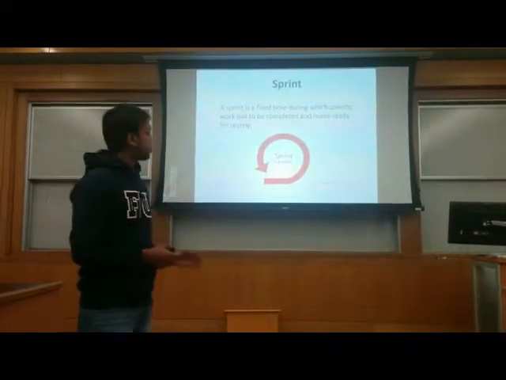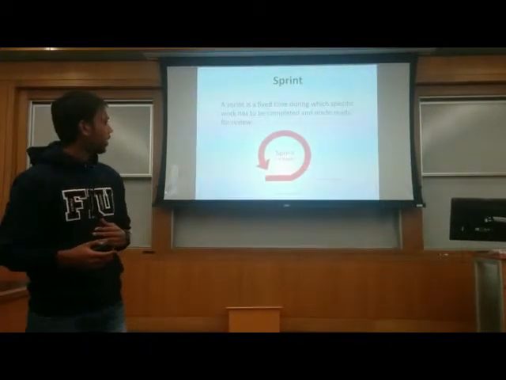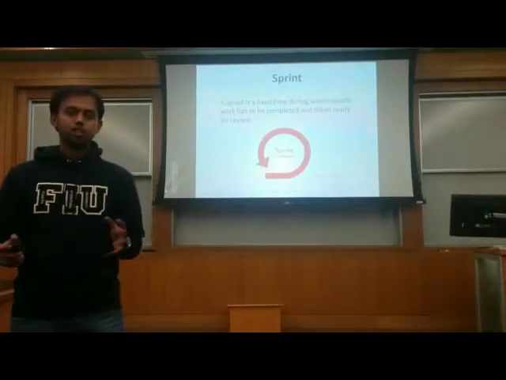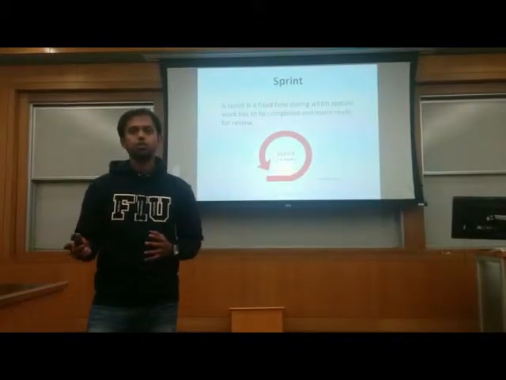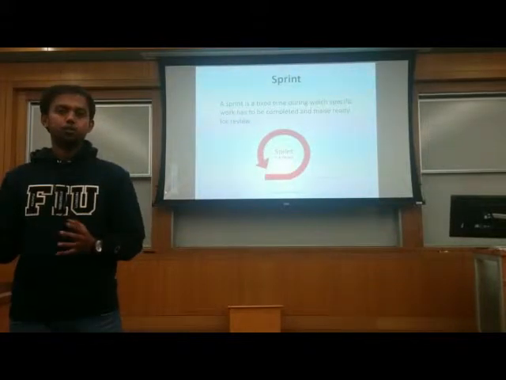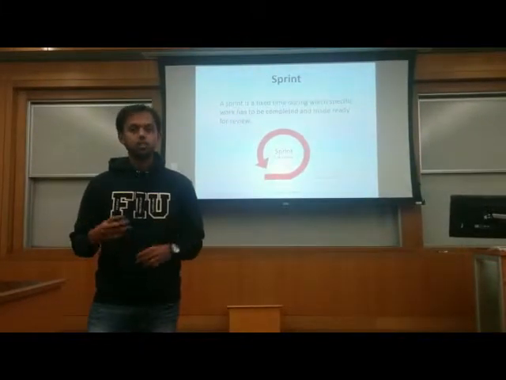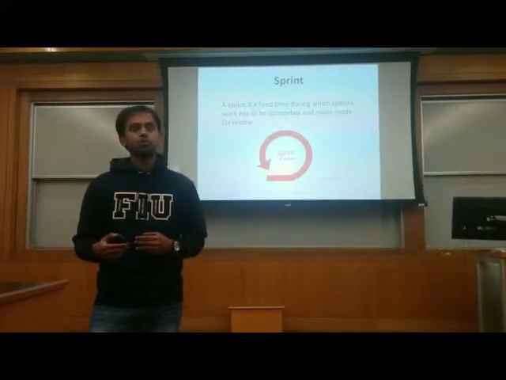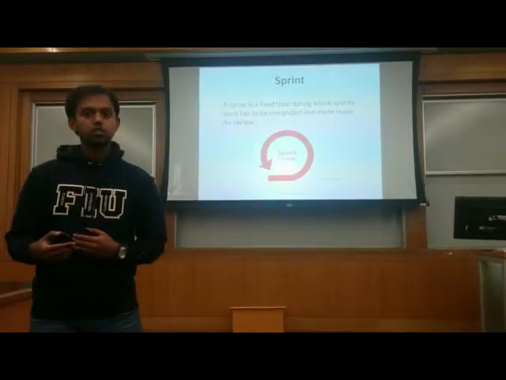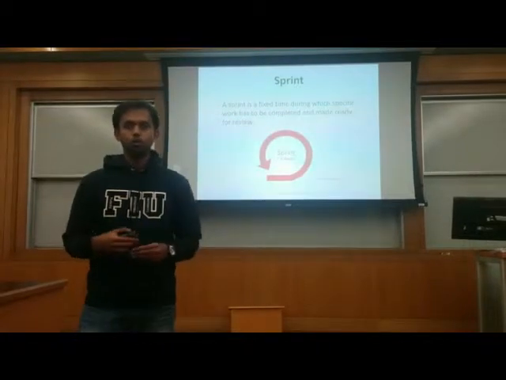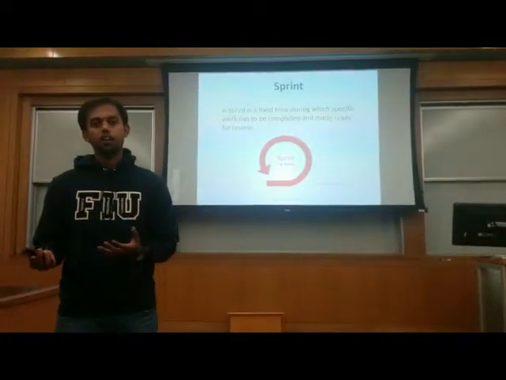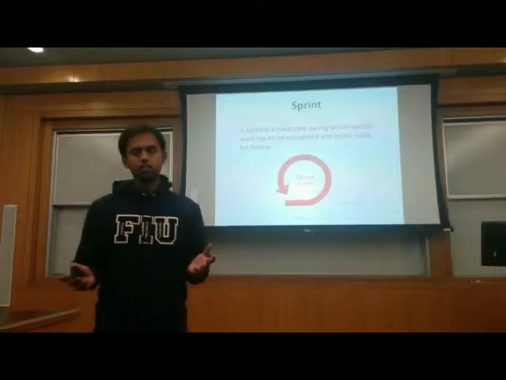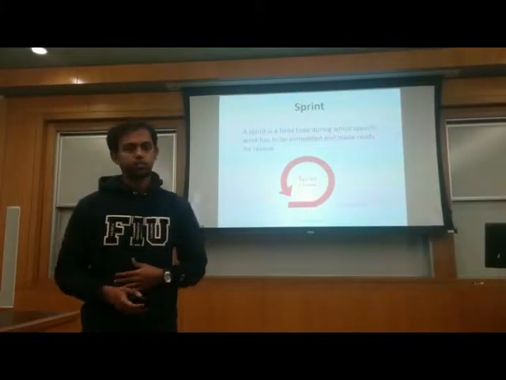The sprint is a fixed time duration during which specific work has to be completed and made ready for the review. The duration of the sprint is anywhere between 1 to 4 weeks, depending on the complexity of the user story. If the user story is simple, the sprint duration is going to be short. If the user story involves more complexities, the sprint duration is going to be lengthier. The widely used sprint duration is 30 days, or 4 weeks.